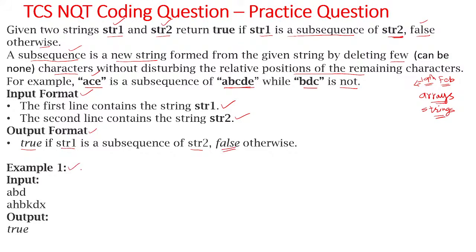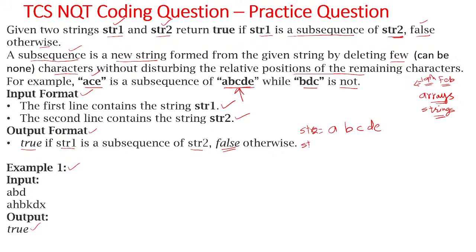An example is given here. Let us look at the example. Input is ABD AHBK DX, and the output given is true. First let us take this example, and we'll see how ACE is a subsequence. This is the given string A B C D E. It is string 2 here.